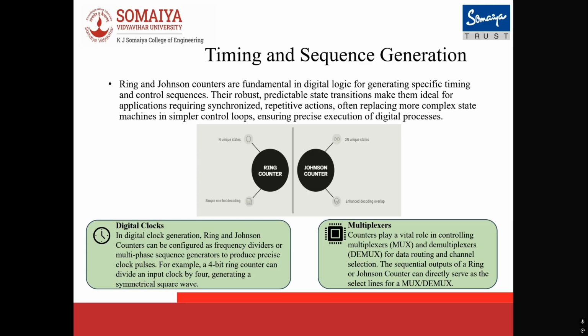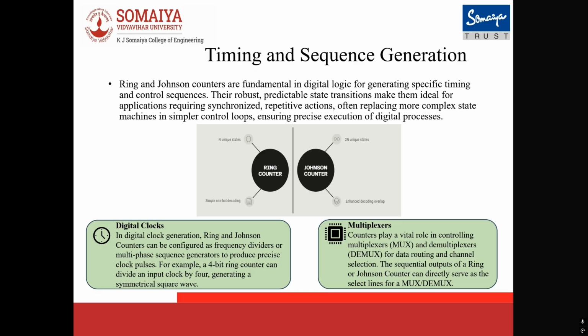Timing and sequence generation. Shift register counters like ring and Johnson counters are widely used for timing and sequence generation. Their predictable state transitions make them perfect for repetitive control systems. For example, in digital clocks, they can act as frequency dividers or phase generators.